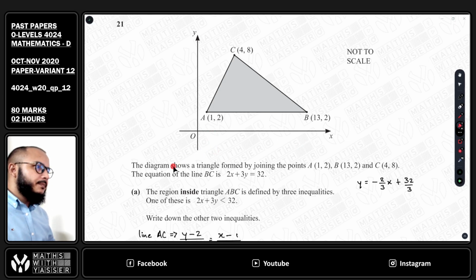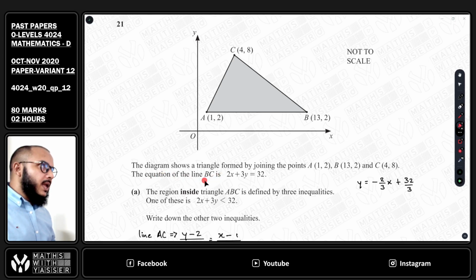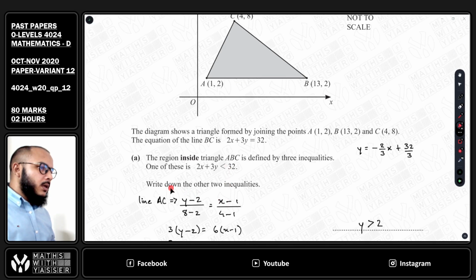Question number 21. It says, the diagram shows a triangle formed by joining the points A, B, and C, and these are their respective coordinates. The equation of the line BC is 2x plus 3y equals 32. So this is the equation of the line they have provided. The region inside triangle ABC is defined by 3 inequalities. One of these is 2x plus 3y less than 32. Write down the other 2 inequalities.